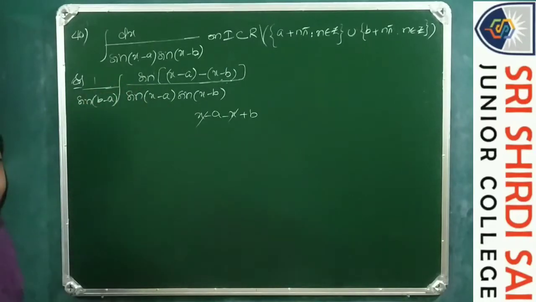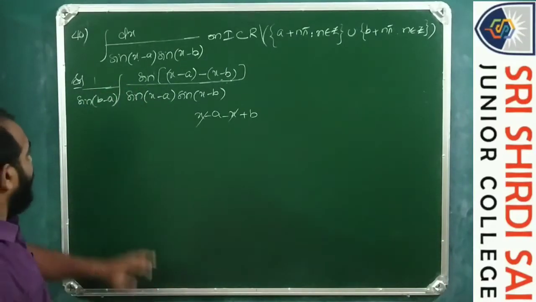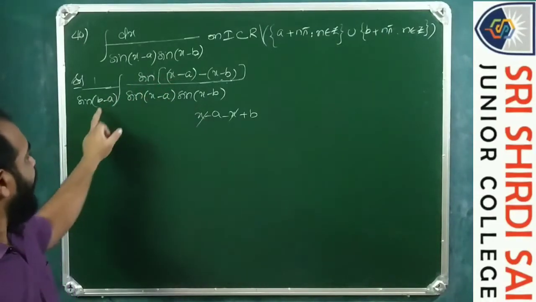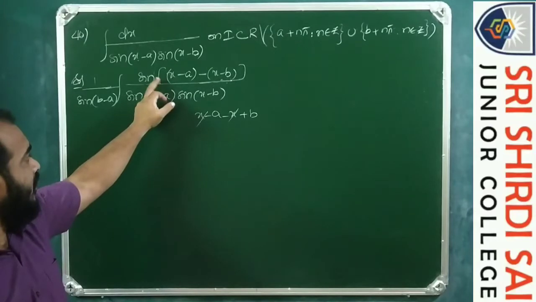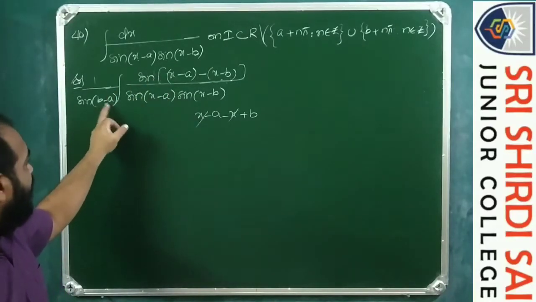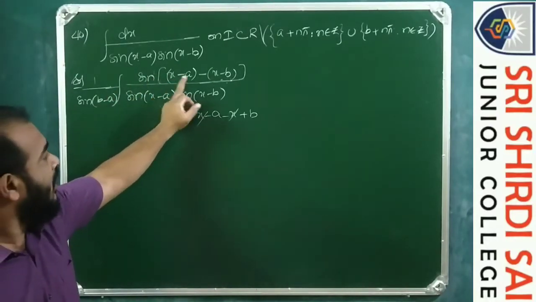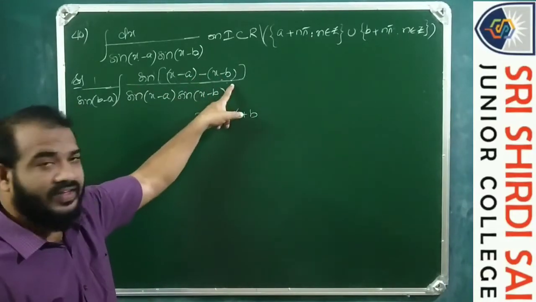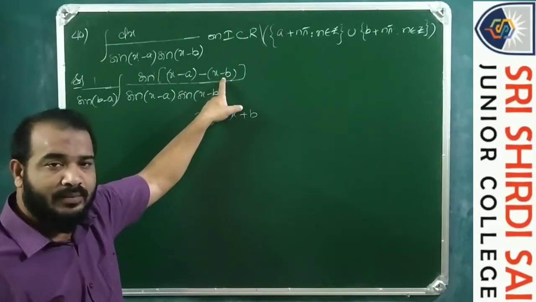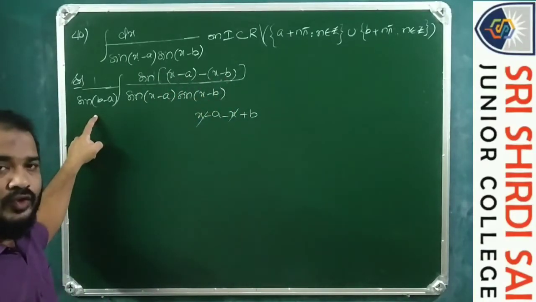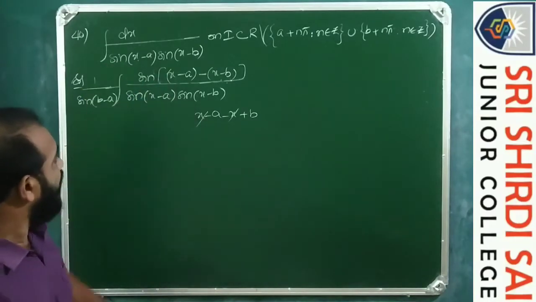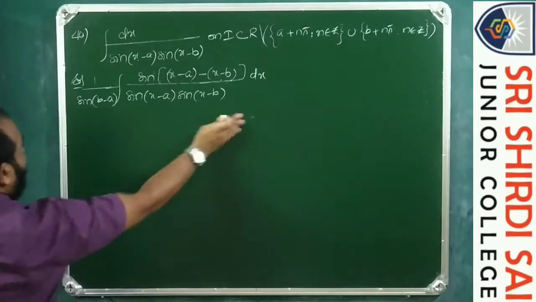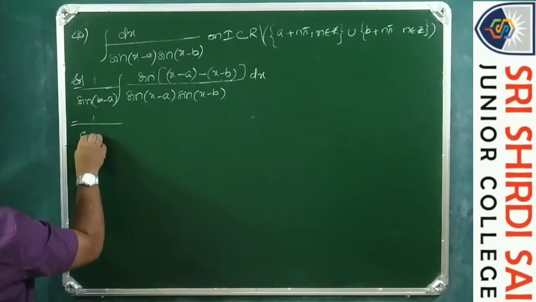Without loss of generality, I multiplied and divided by sin(b minus a). But in the numerator, instead of writing sin(b minus a), I have written sin of (x minus a) minus (x minus b), which gives b minus a only, sin(b minus a). So I just multiplied and divided by sin(b minus a). These two get cancelled and we are left with the same one only into dx. So this is equal to 1 by sin(b minus a).